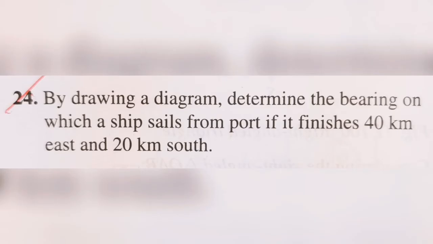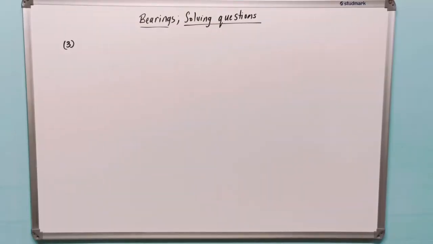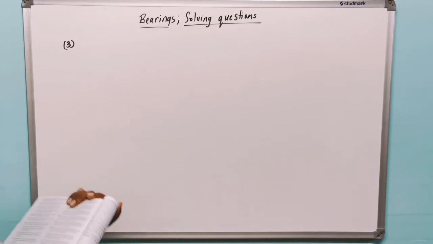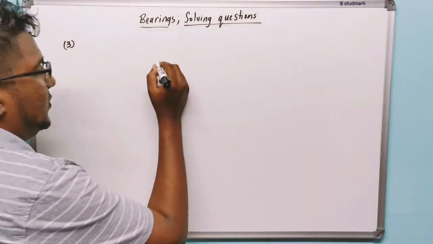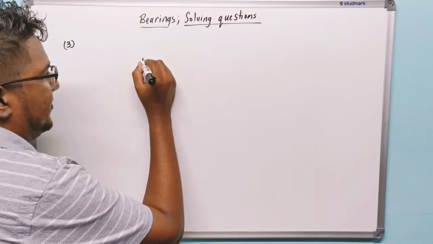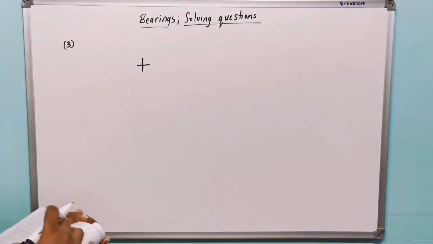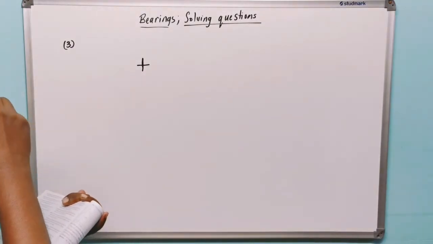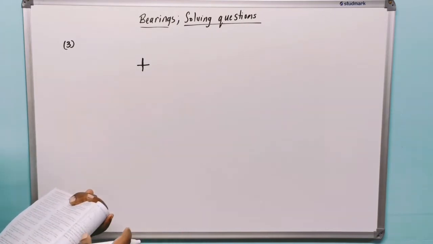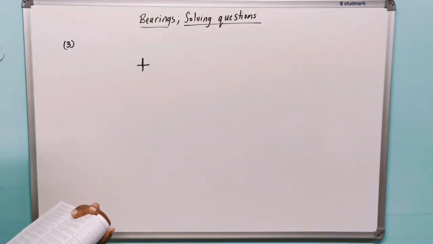Pause the video and copy the question. Example number 3. By drawing a diagram, determine the bearing on which a ship sails from port if it finishes 40 km east and 20 km south. So we have to sketch a diagram first, so we draw up our grid. In this case, it's different from the first two where you had to find the distance traveled. This one, they gave you the distance.